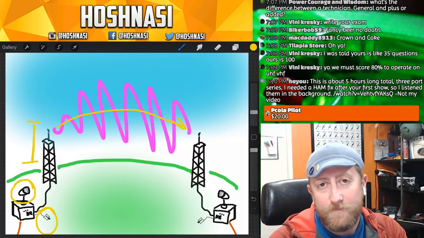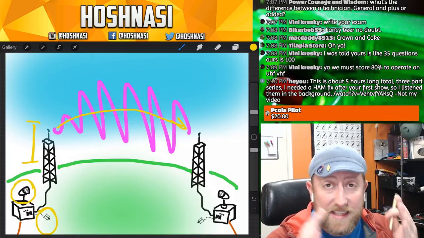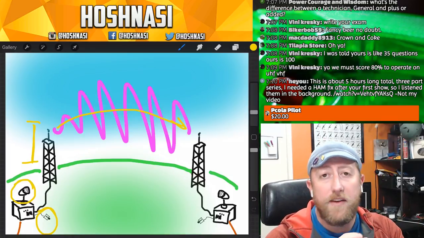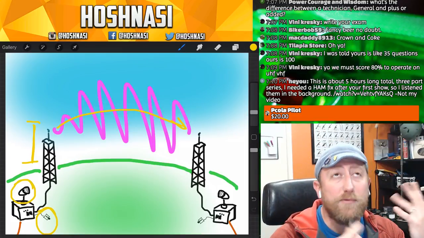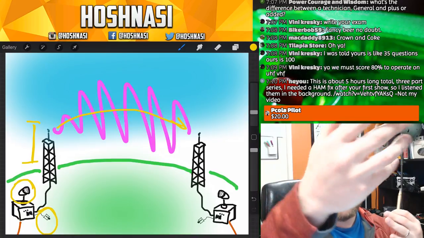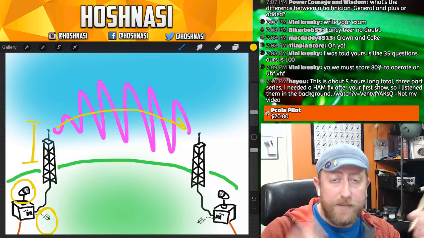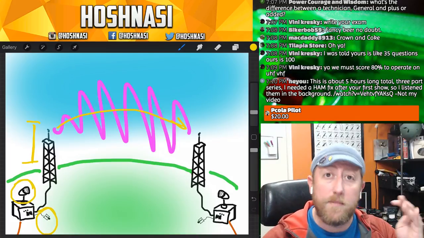For whatever reason, listening on that frequency, the antenna is energized by the RF that it is resonantly receiving. Okay, the radio will then take in that energy, those RFs, and demodulate them, right?